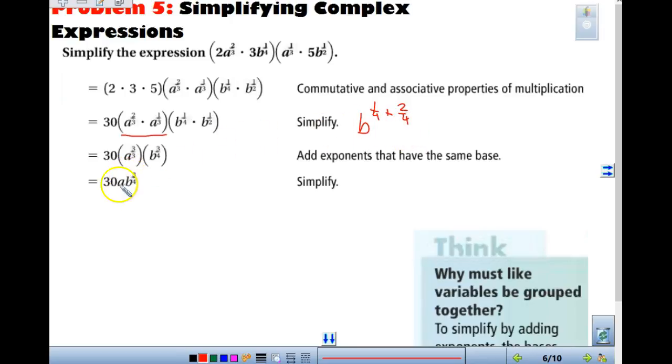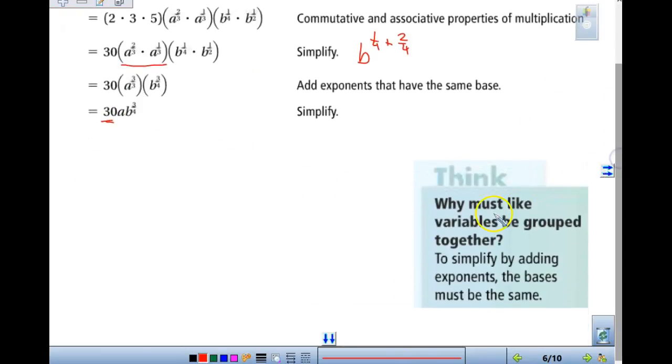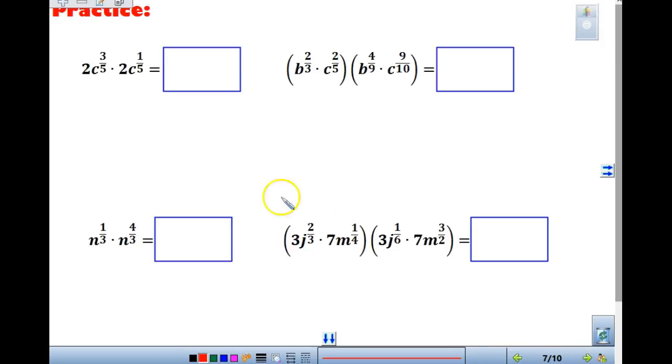So that's how they got b to the 3/4, and then they multiplied the 30 out in front. So when you are looking at these, we want to think about how to simplify. When adding exponents, bases have to be the same. So we're not combining our a's and b's together. So we're going to do a little practice. I want you to start with these.